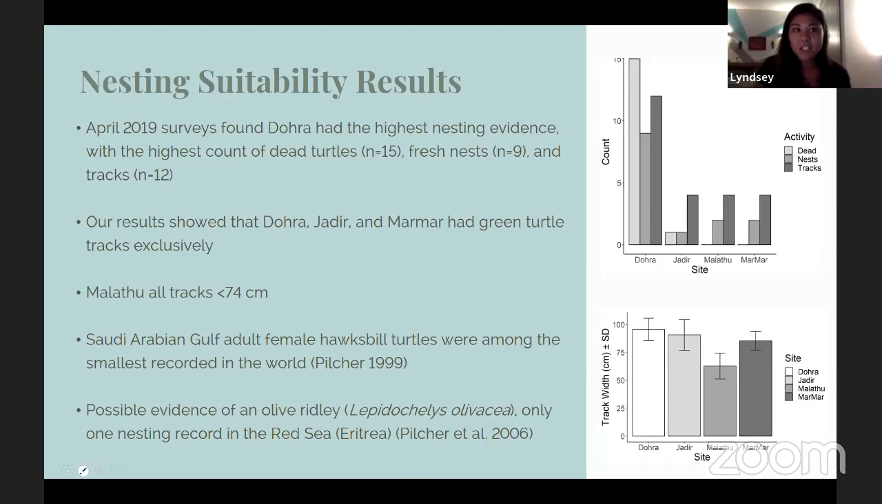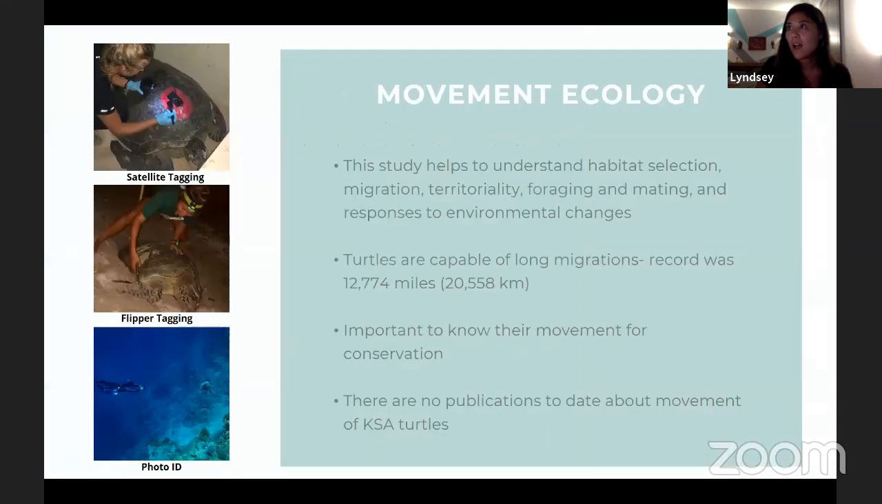So next I'm going to talk to you about movement ecology. It's really important to understand where turtles are going and when, and to understand the habitats they're selecting, their migration routes, how resident these animals are, and how they respond to environmental changes. To do this, we have three main methods that I'll be talking about today: satellite tagging, flipper tagging, and photo ID.